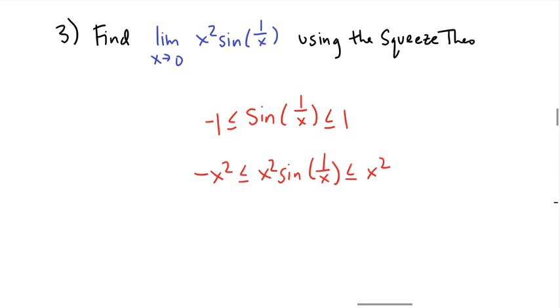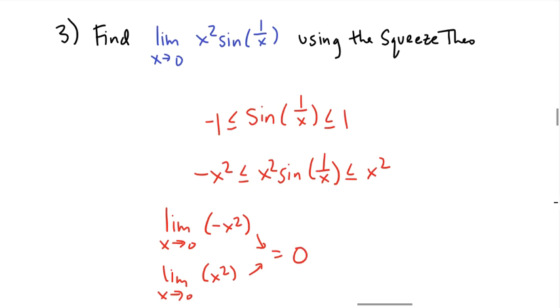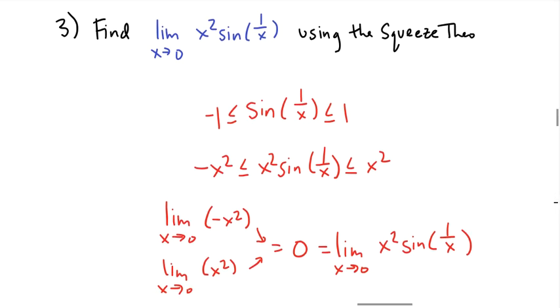And then I'm going to take the limits of my bound functions. So I'm going to have the limit as x goes to 0 of negative x squared, and the limit as x goes to 0 of positive x squared, which are both equal to 0, which means that the limit as x goes to 0 of x squared sine 1 over x is also equal to 0. So that's how to use and apply the squeeze theorem to three types of problems.